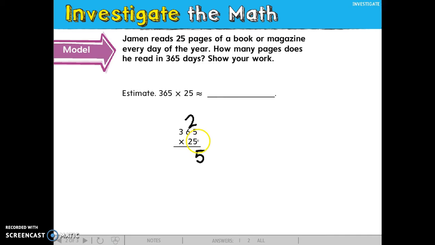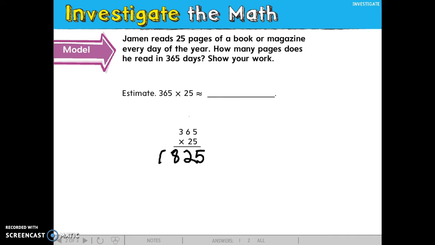Then we're going to multiply 5 times 6, which is 30, and we add 2, which is 32. So we put our 2 down and carry our 3. Then we're going to multiply 5 times 3, which is 15, plus 3, which is 18. So that's the first step. We've multiplied our digit in the ones place.